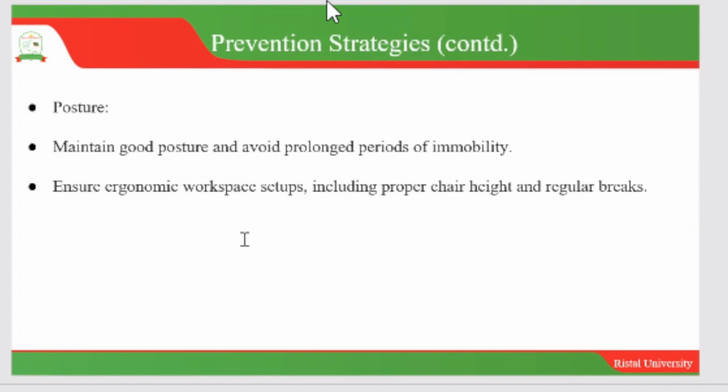Other prevention strategies, we are looking at posture. Try as much as possible to maintain good posture and also avoid prolonged periods of immobility. Try to walk around, even if your work tasks you to be seated on a computer, if you're a secretary, if you're typing, or if you're doing other things. Try as much as possible to stand up, stretch a bit, sit down, so that these parts of the body can do a little exercise. And also posture is really key, friends.